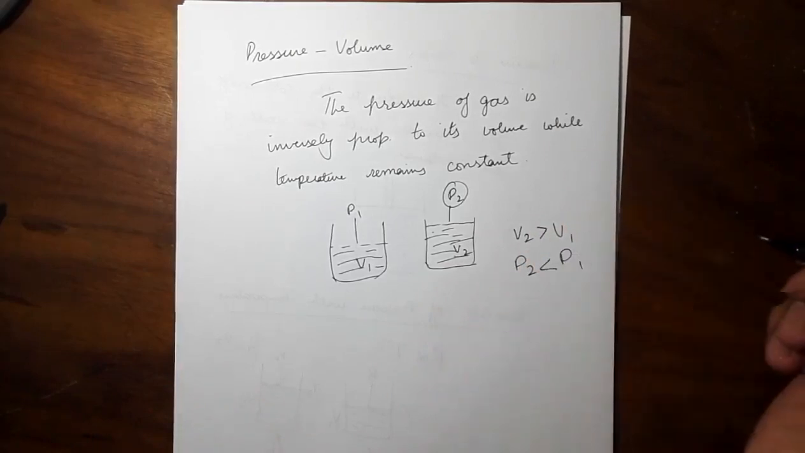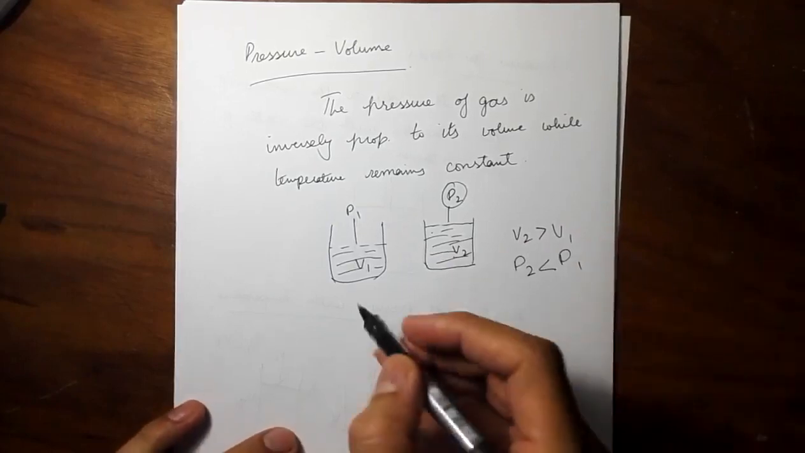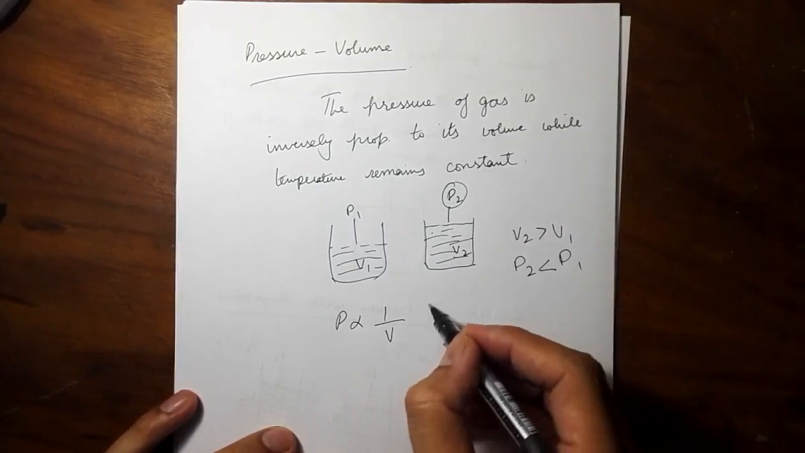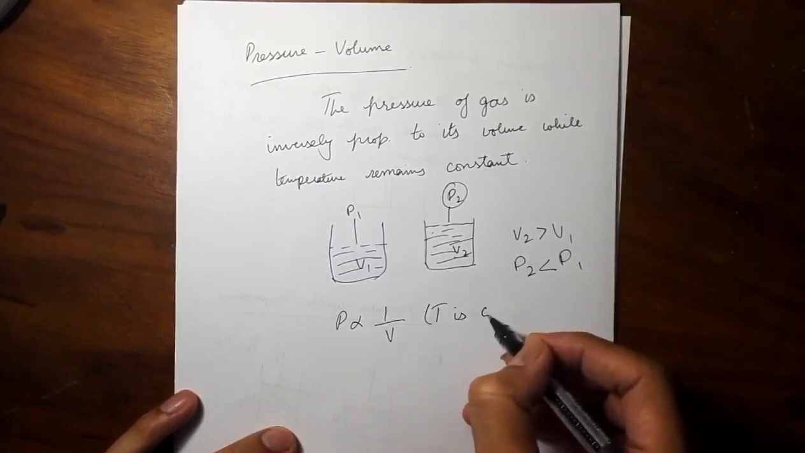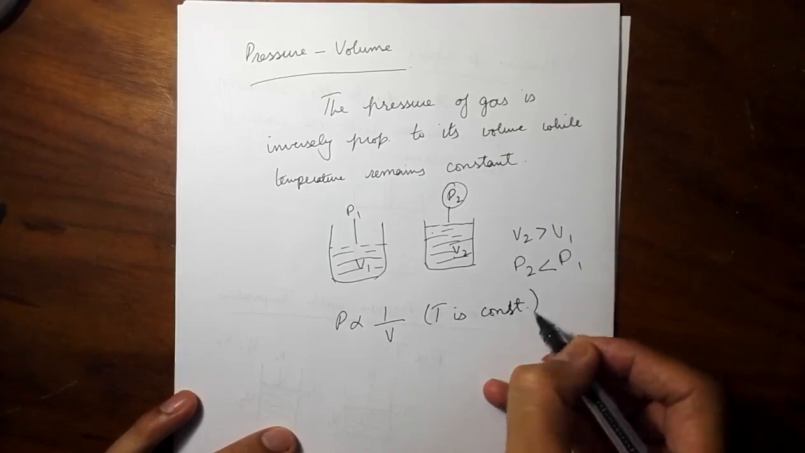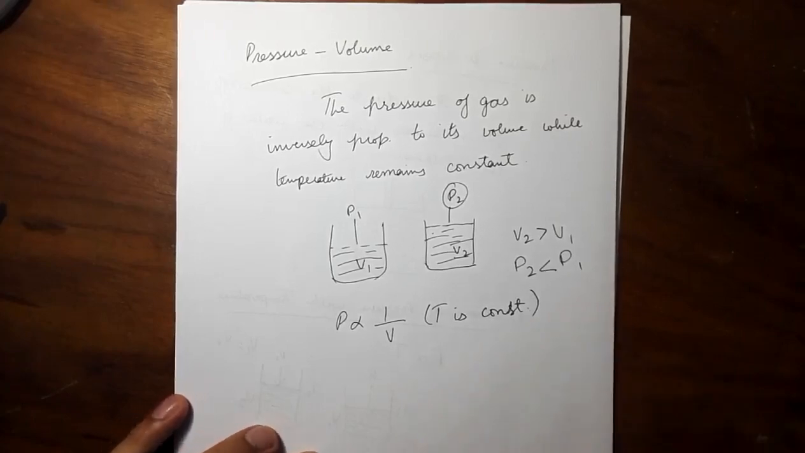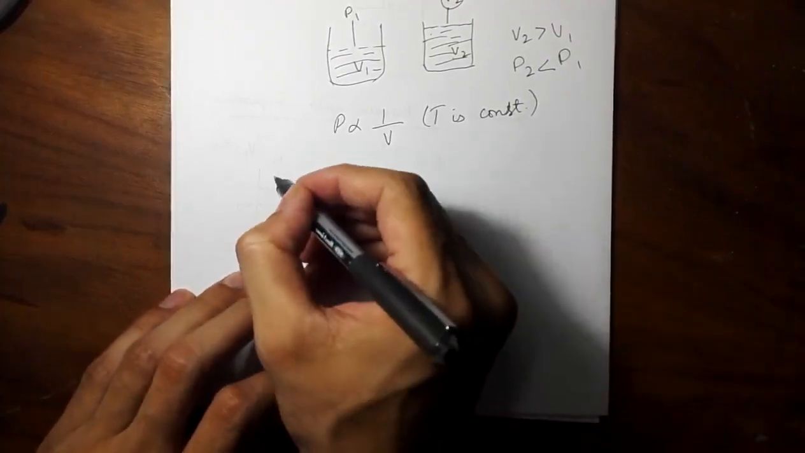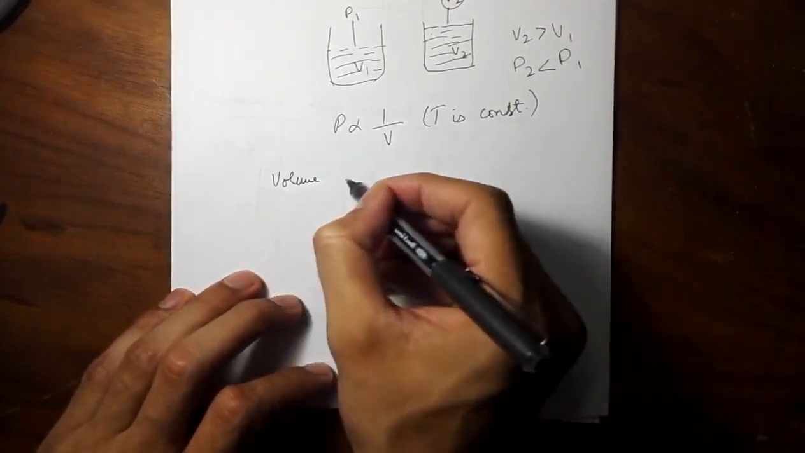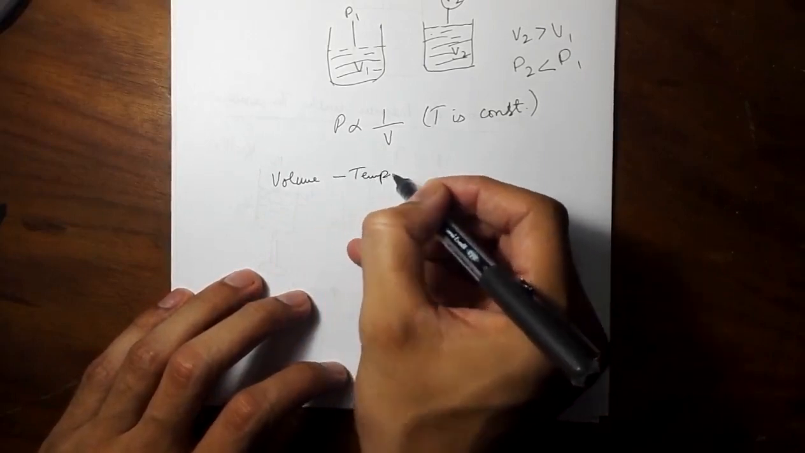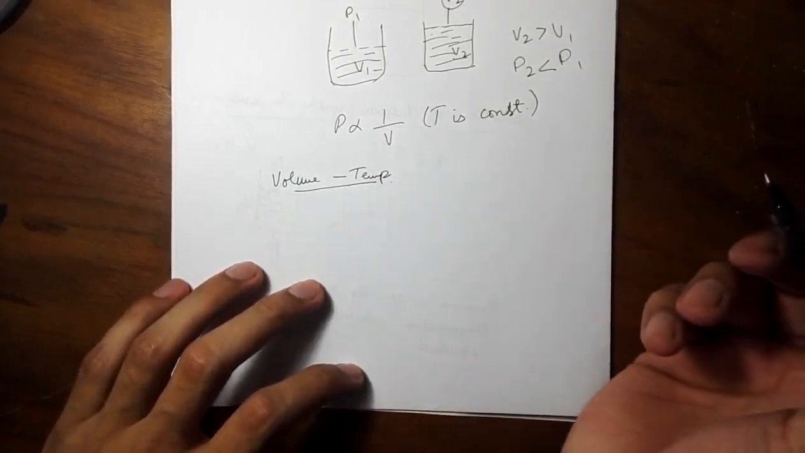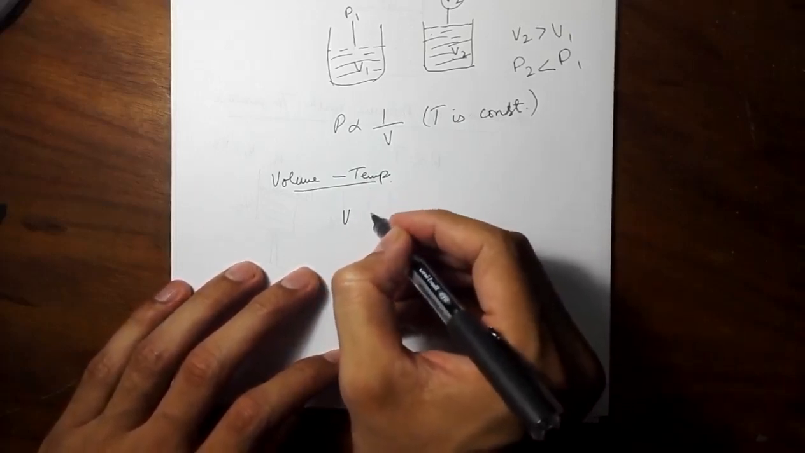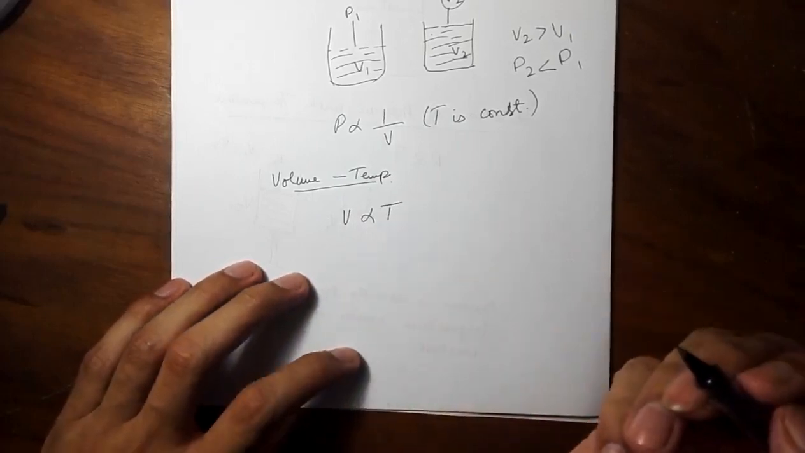So this is basically the relation of pressure and volume, an inverse relation. Pressure is inversely proportional to the volume, and T, that means temperature, is constant. Now the last relation, that is of volume and temperature. Here the pressure will remain constant, so volume is always proportional to the temperature.